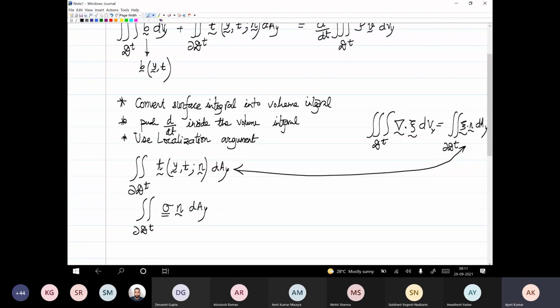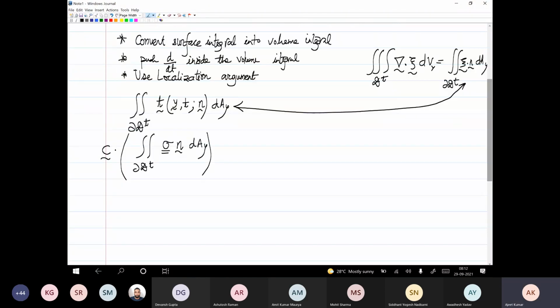But it is still not in the form that we want, because look at the Gauss divergence theorem, the surface integral has a vector field dotted with the normal. And here we have a second order tensor multiplied with the normal n. Okay, so it's not in the form that we want. So what we are going to do is a trick. Let's multiply this with a constant vector c. Okay, c is a constant vector.